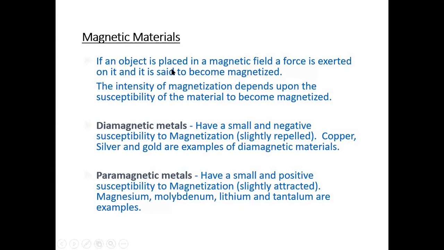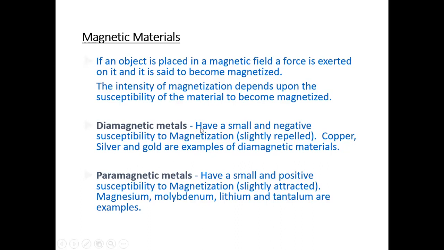So if an object is placed in a magnetic field, a force is exerted on it, and it is said to become magnetized. The intensity of magnetization depends upon the susceptibility of the material to become magnetized, and this magnetization depends upon the permeability of the material. So permeability is different for different materials.